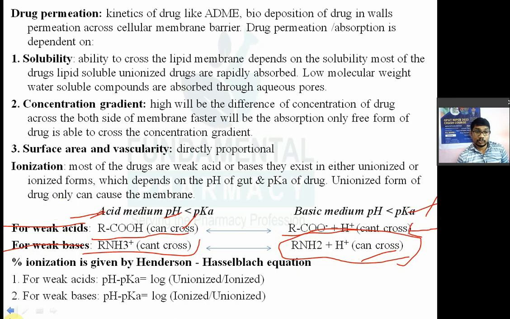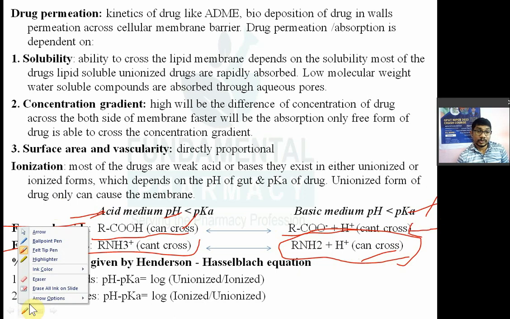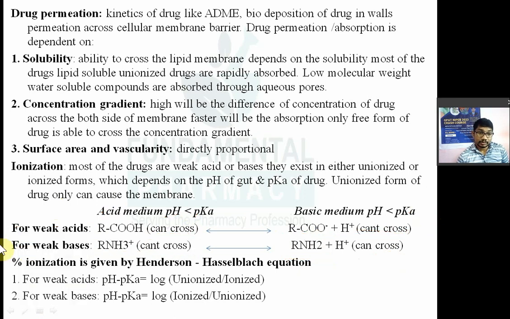Right? Now percentage ionization of a drug is given by the Henderson-Hasselbalch equation. ठीक है, percentage ionization, कौन सा ड्रग कितना परसेंट आयोनाइज होगा, कितना परसेंट अनआयोनाइज्ड रहेगा, वो कौन डिसाइड करता है? One equation, that is known as the Henderson-Hasselbalch equation. A question has come on this, percentage ionization of a drug is given by the Henderson-Hasselbalch equation.